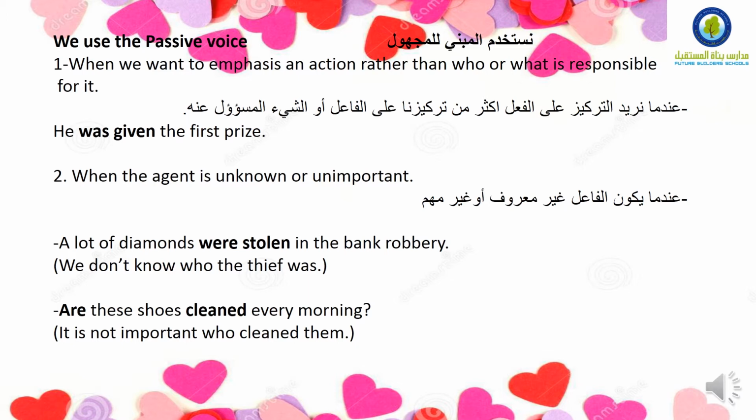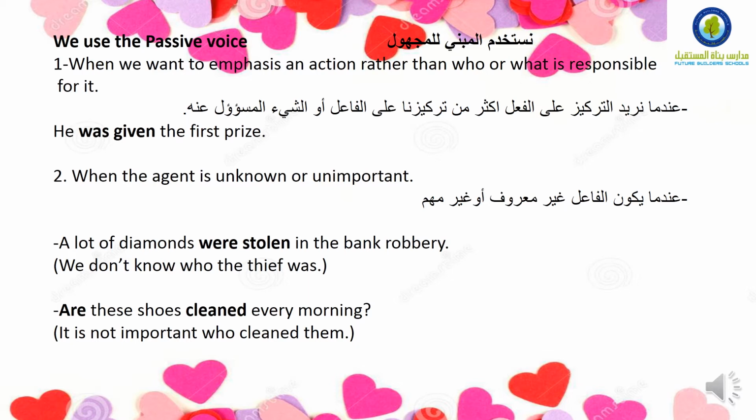Number 1, when we want to emphasize an action rather than who or what is responsible for it. So we want to focus on the action, not on the subject or the one who did the action. For example, he was given the first prize. Now, this example is giving you, هو أعطي الجائزة الأولى. أعطي means passive voice. Now, how did you know that this is passive? Again, you have was and verb 3. And next, we will introduce the form of passive voice.